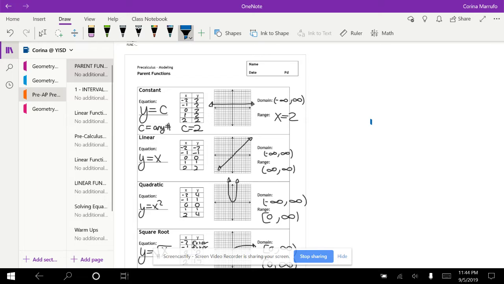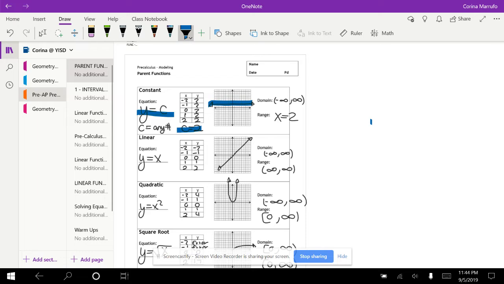So a parent function is the most basic function that you have. For example, here we have y equals c. That is just going to be a straight line. Now, in this case, we had to use a number, so it can be any number that you want. We use c equals 2 just for the sake of the example, but it could equal 3, 4, 5, 6, 7, whatever it is.